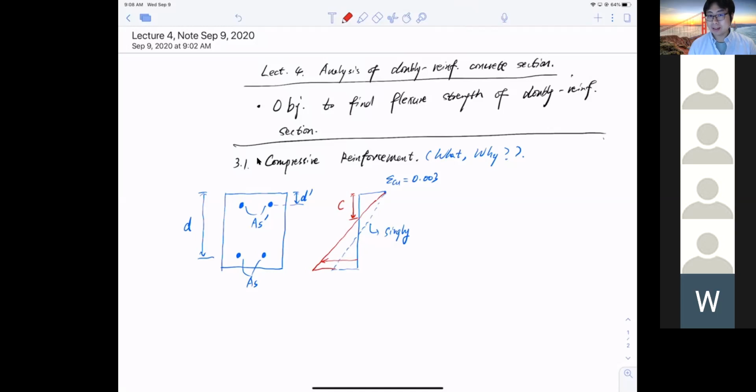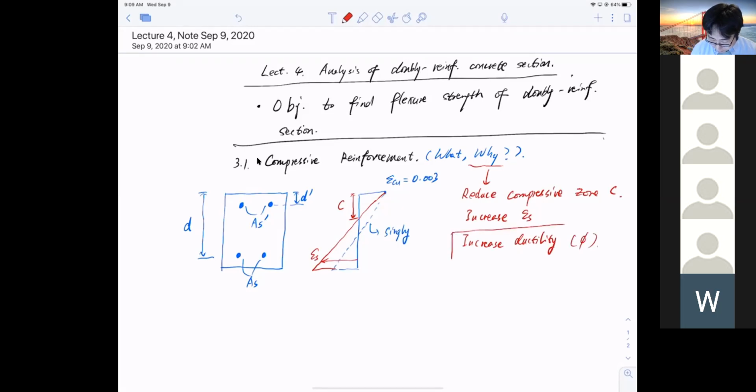If the strain in the steel on the tension side increases, the strength reduction factor is higher, which means it's more ductile and more safe. So the answer to why we add compressive reinforcement is that we want to reduce the compressive zone c, so we increase the strain in the steel, epsilon s. Increase epsilon s, increase ductility. So that is phi. Increase phi and less reduction.